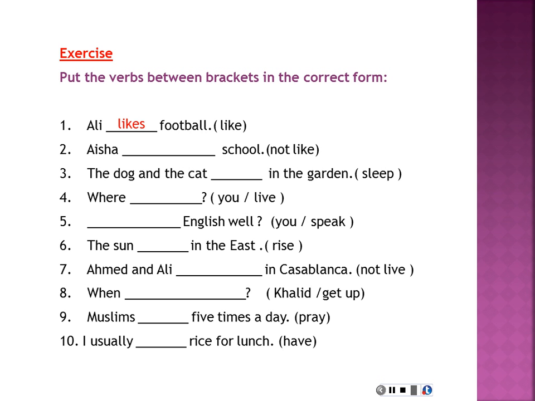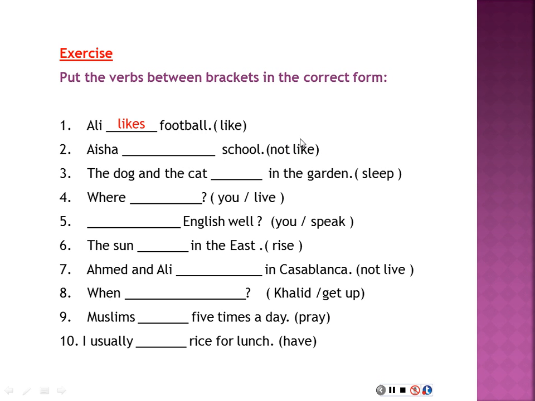Now let's start with sentence 2. Sentence 1 is done. We said it's done as an example. Number 2. The first thing before you complete this sentence is to look at the subject. You have to consider the subject. What is the subject here? Let's have a look. We have Aisha. Okay, this is a subject. And the verb is not like.